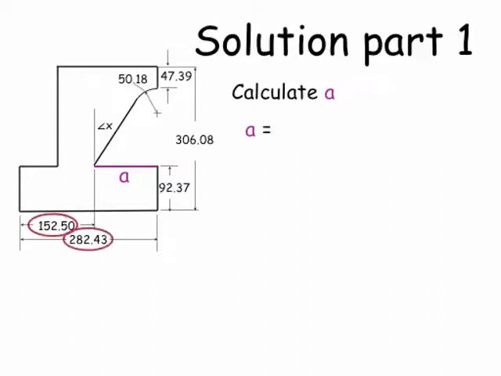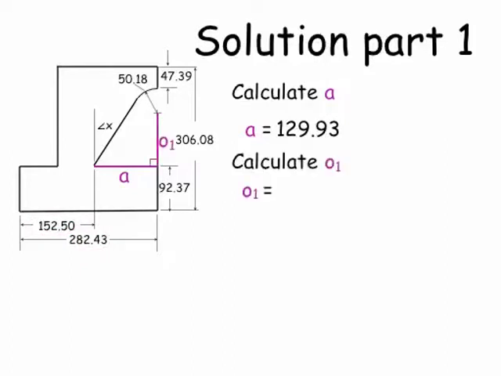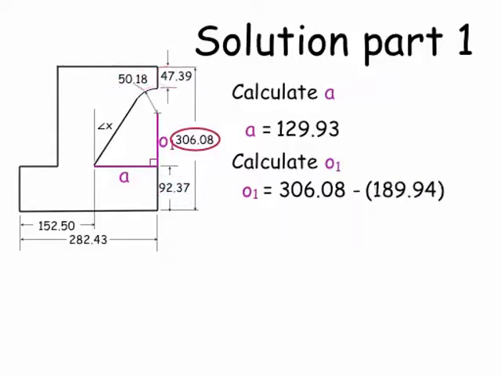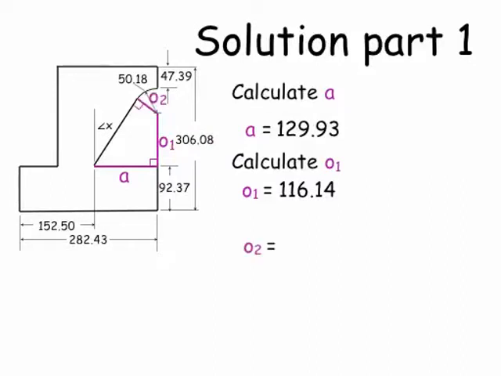That'll be 282.43 minus 152.50. Subtracting those two, we get 129.93. Next we'll calculate o, which will be 306.08 minus 92.37 and 51.18 and 47.39, which will give us 116.14.